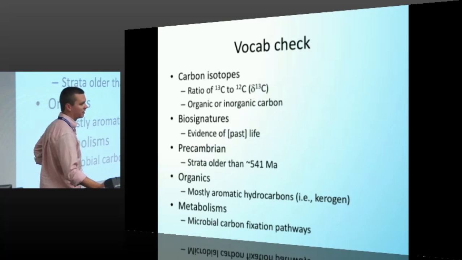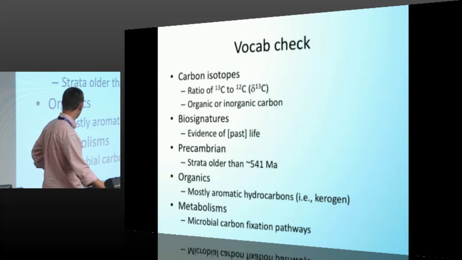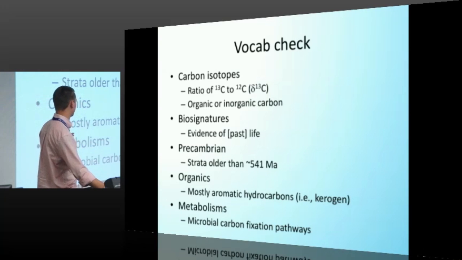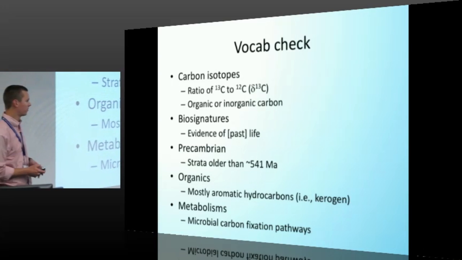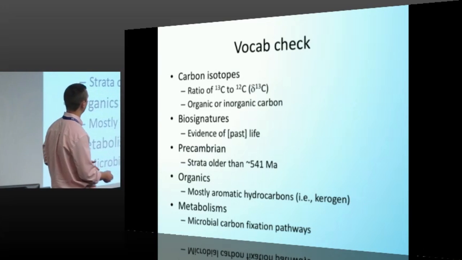The Precambrian is basically any strata that are older than 541 million years ago. Organics, in the context that I'm talking about them, are mostly aromatic hydrocarbons that have been produced over billions of years. In other words, kerogen, which I'll discuss in a minute. And by metabolisms, I'm specifically talking about microbial carbon fixation pathways. There are a lot of other microbial metabolisms, but we're going to focus explicitly on carbon here today.